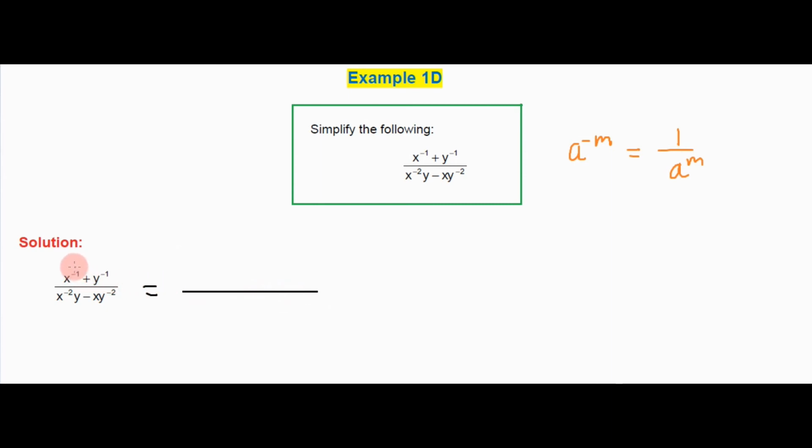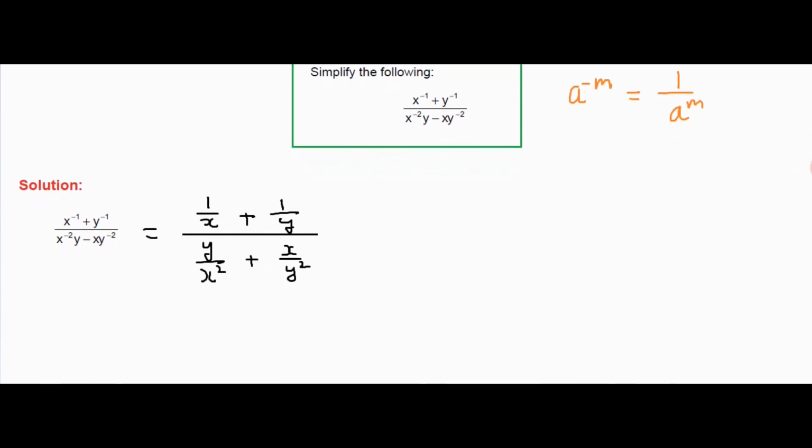So in the numerator, x to the minus 1 we can write as 1 over x, and y to the minus 1 we can write as 1 over y. Then in the denominator, we can take the x to the negative 2 into the denominator of this term, so we can write it as y over x squared. And in the second term in the denominator, we can take the y to the negative 2 into the denominator of this term, and we can write it as x over y squared. So that's our first step.